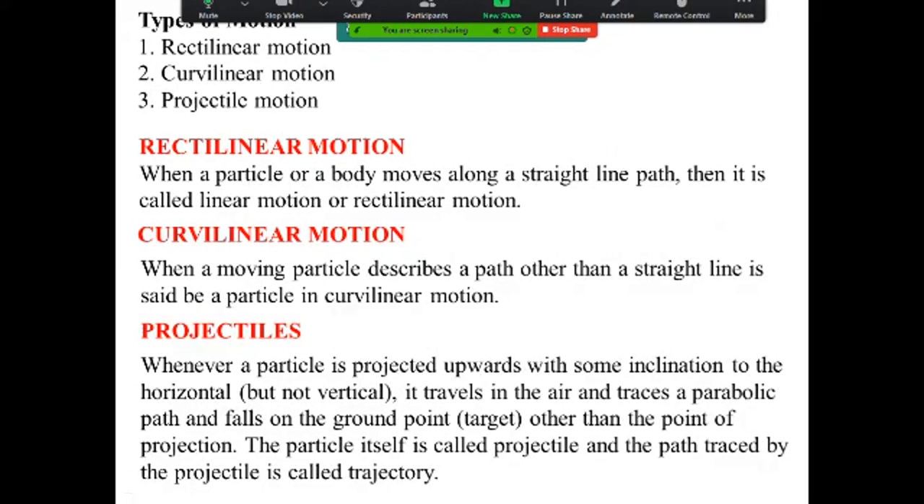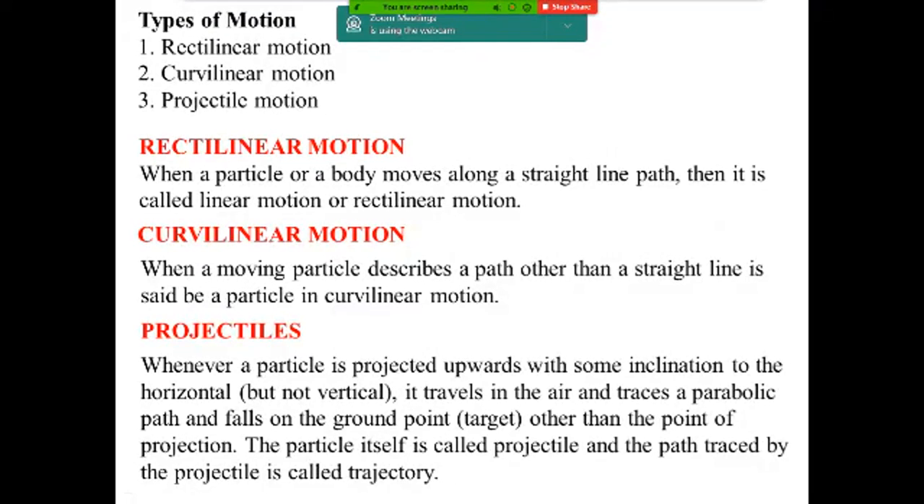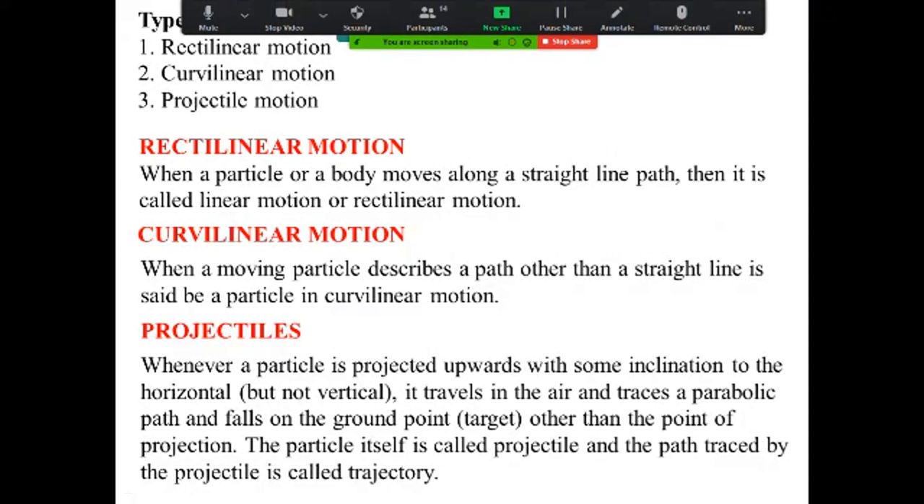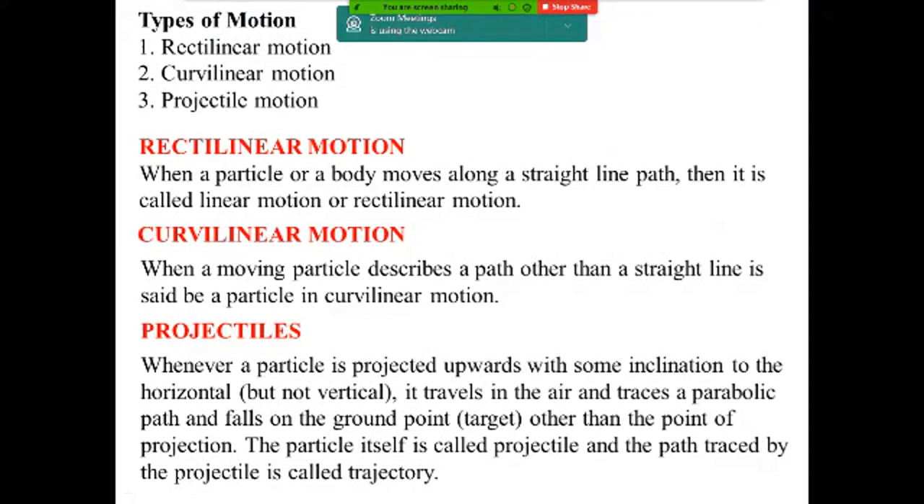Here, in curvilinear motion, you will see the body tracing a path in the form of a curve. Now, projectile motion. Projectile motion is also a curved path. The best example is if you throw a stone in the air, the path traced by the stone is a projectile. That is, it is making some curve shape. So that is called a projectile.